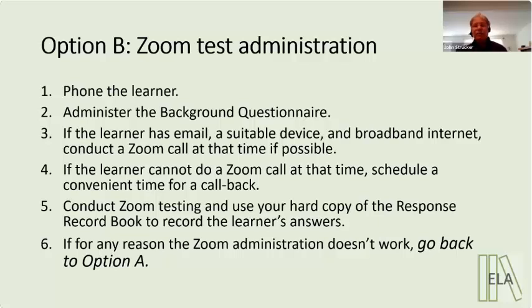If they can't do the Zoom call, then you want to schedule a time for a convenient callback. And then whenever that takes place, either at first contact or on a callback, you'll conduct Zoom testing, exactly the same as option A, phone testing. You're going to use your hard copy of the response record book to record their answers. Point 6 just comes back to what we were saying. If for any reason the Zoom administration doesn't work, you're back to option A.